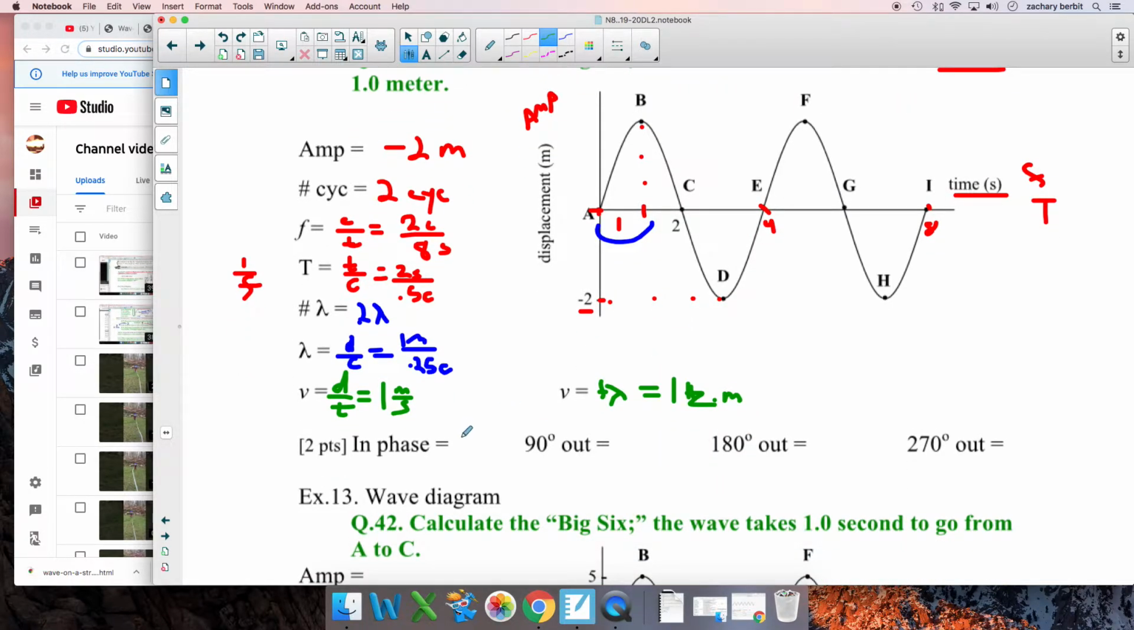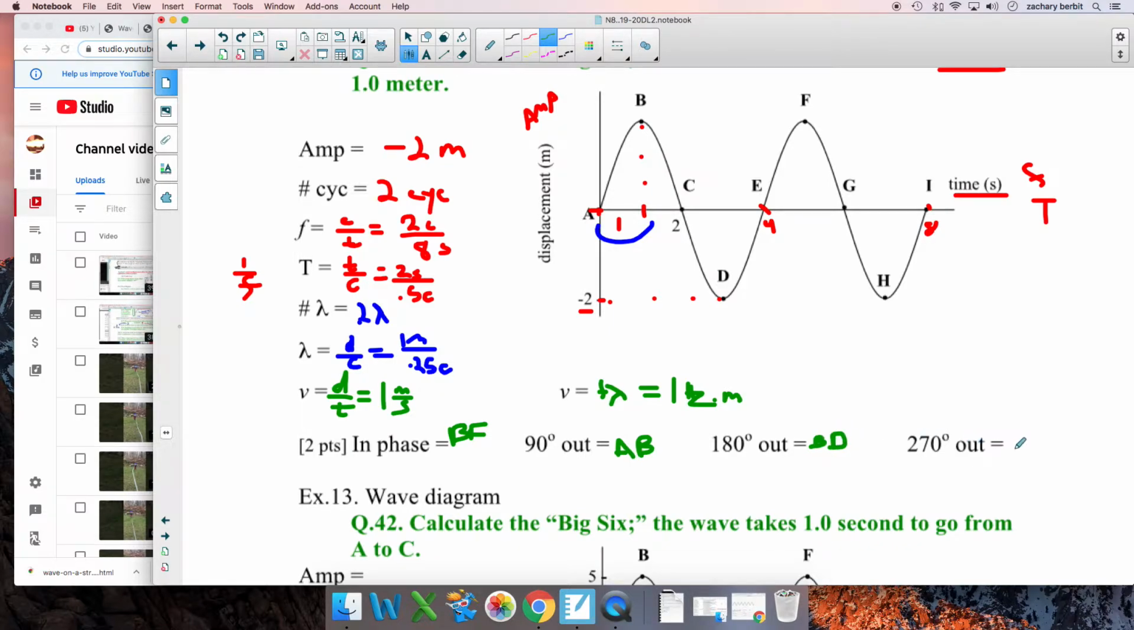2 points in phase. Well, we could say B and F. There are plenty of them. Go back to the phase thing to figure it out. They should be at matching locations. 2 points that are 90 degrees out, they should be quarter wave apart, like maybe A and B, or D and E. 180 out is opposite, like B and D.